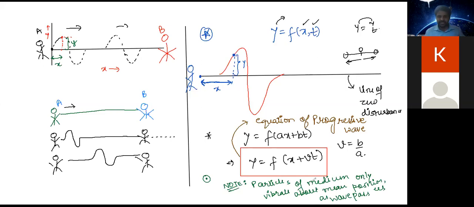Class, if you have written this down, whatever I've written on the screen, raise your hand. Others can bring their hands down. I'll wait until you all have written this down. Yes. Please note down everything and raise your hand.